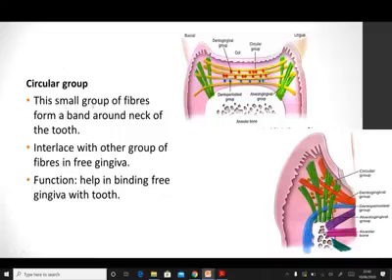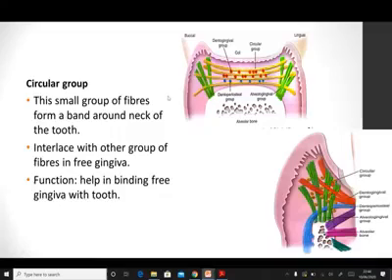Then we have the circular group. This small group of fibers basically forms a band of fibers around the tooth. They interlace with other groups in the free and the attached gingiva, and they basically help the free gingiva bind to the tooth.